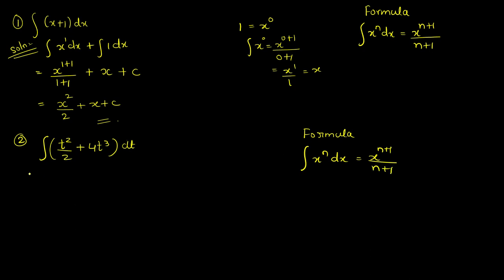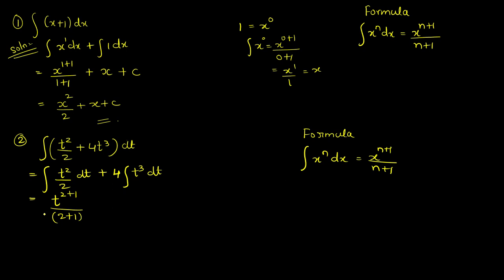Applying the formula over here, we need to take the integration of both of the terms. So it is integral t square over 2 dt plus, since 4 is a constant, we can keep the 4 out of the integration and write it as 4 integral t cube dt. Now applying integration to each of the terms, it is in the form of x power n. So the integration will be t power 2 plus 1 divided by 2 plus 1, and already we have a 2 here.